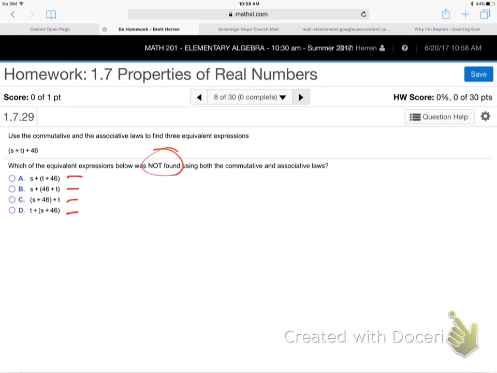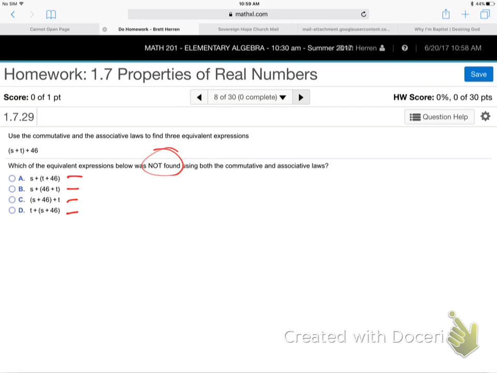3 of those 4 have used both laws. One of them has only used one of the laws. Which one is it? Can you tell which one, A, B, C, or D, has only used one of those 2 laws and really not used both laws? Is it A? Yeah, I think you're right. Isn't it A? Yeah. What has A not done? Good job. What has A not done? Switch the order. There's no order switching.